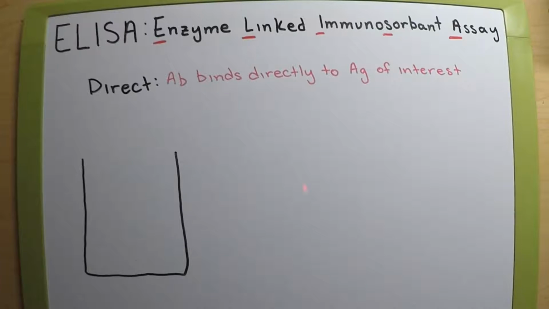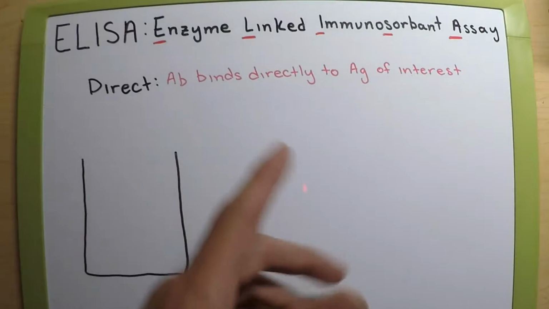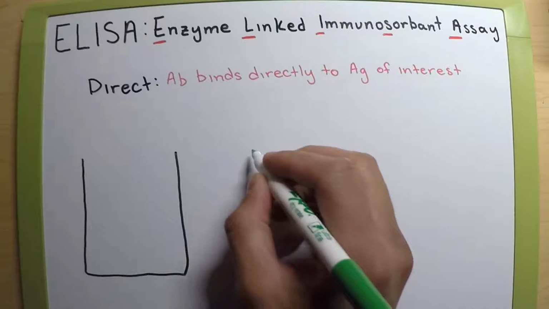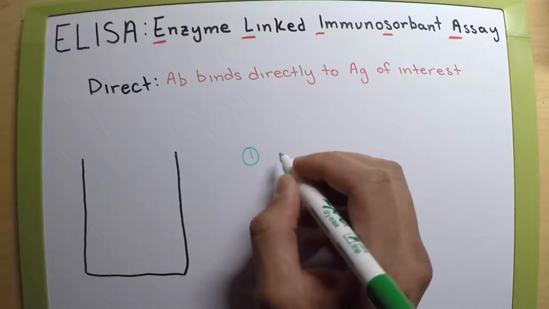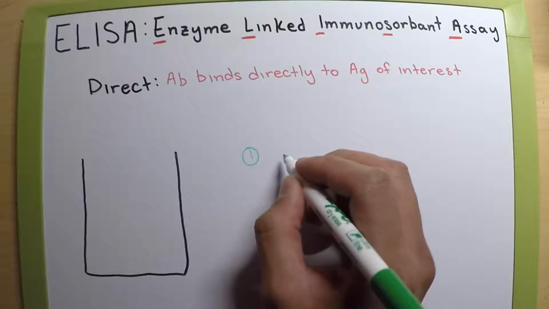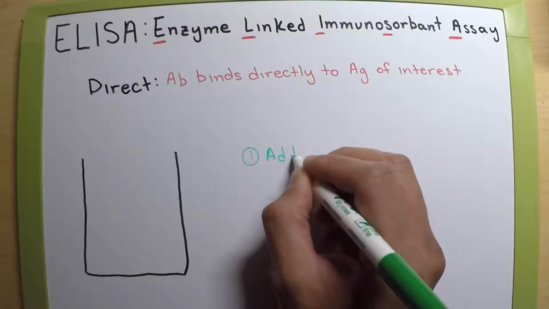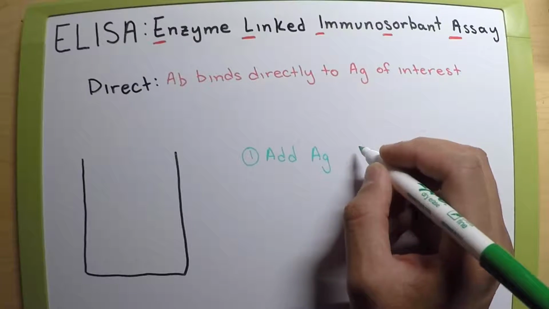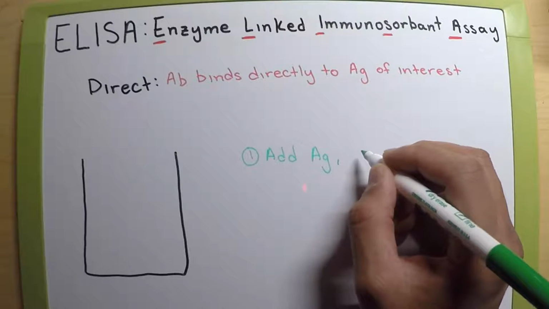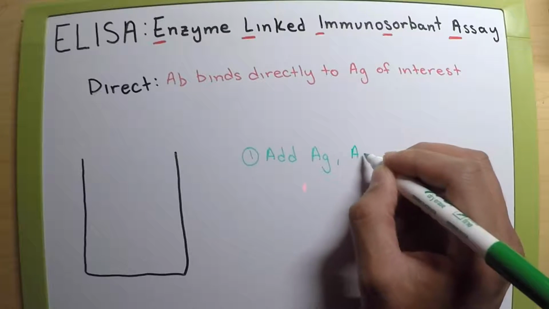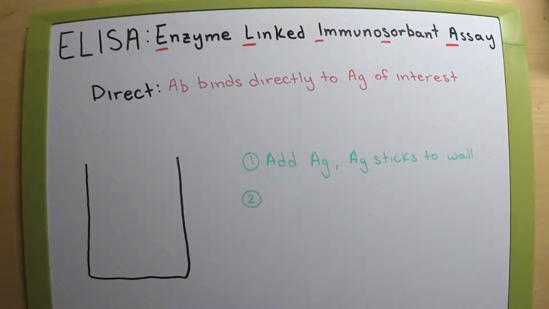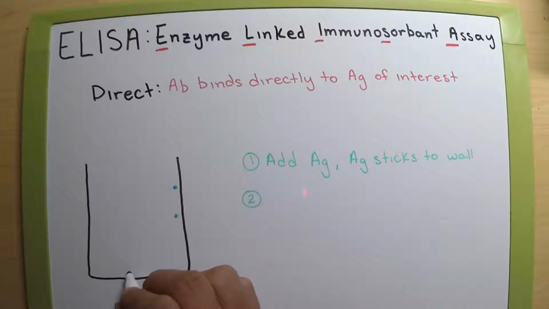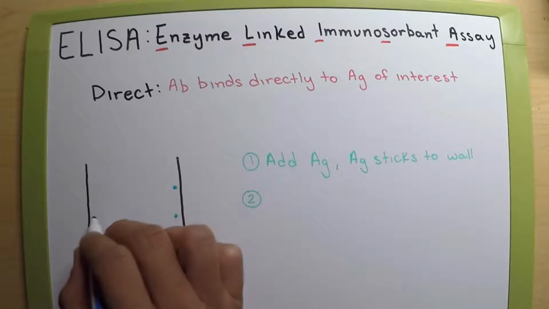First, let's look at the direct ELISA, in which the antibody binds directly to the antigen of interest. So here, the first step that we're going to have to do is simply add our antigen. And what we're going to do is we're going to let it sit for a little bit and allow it to stick to the wall. If we have our solution, let's just say all these dots are different antigens from that solution.